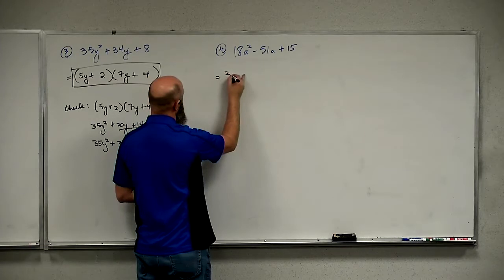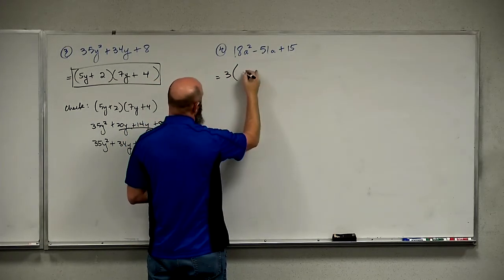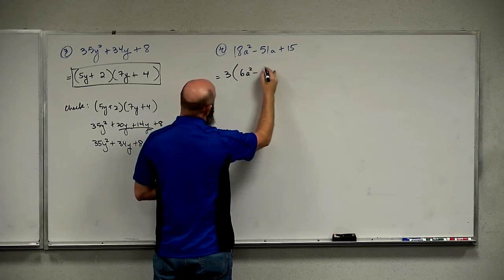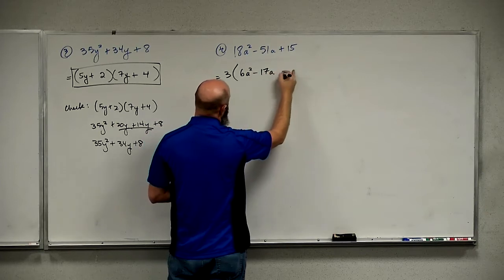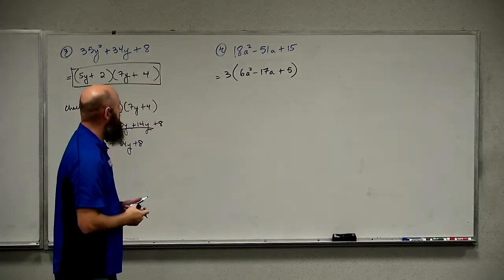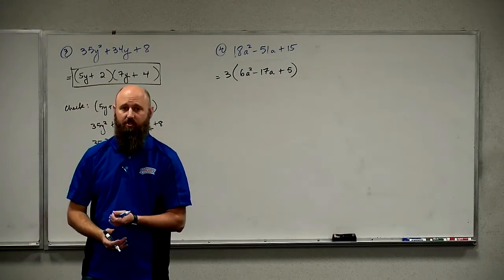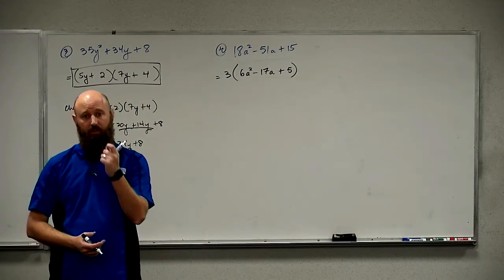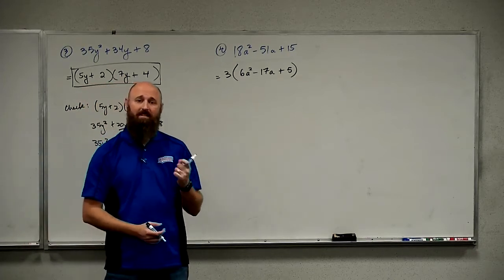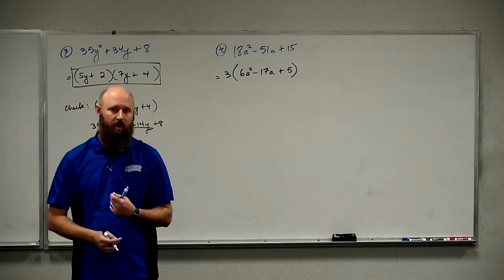So the first thing here is we're going to take that 3 off. So we're going to divide everything by 3. And we're going to get 6a squared minus 17a plus 5. Okay. Now, you have to do that. You need to take that greatest common factor out. Because if you don't, you're not going to factor completely. But you also need to do it because now my problem's easier. Dealing with 6 and 5 is easier than dealing with 18 and 15. So you want to make sure you're doing that.